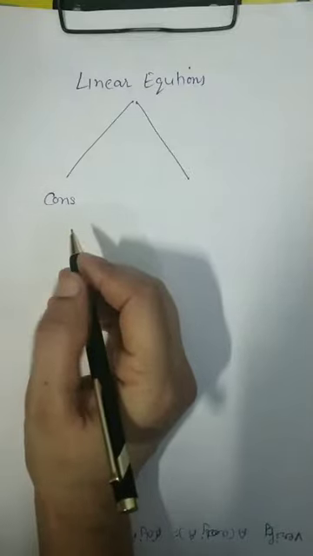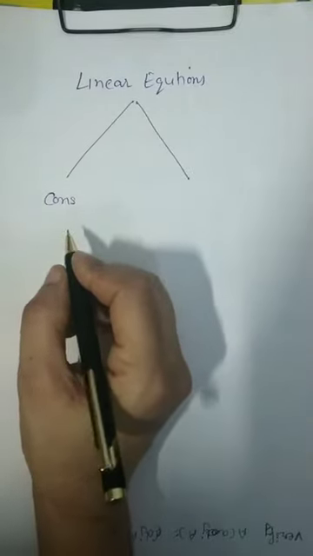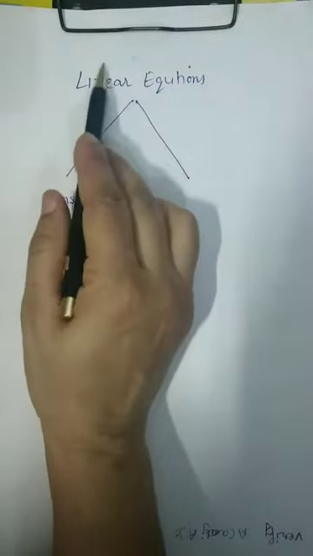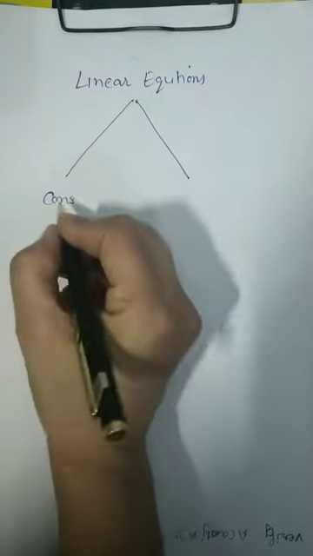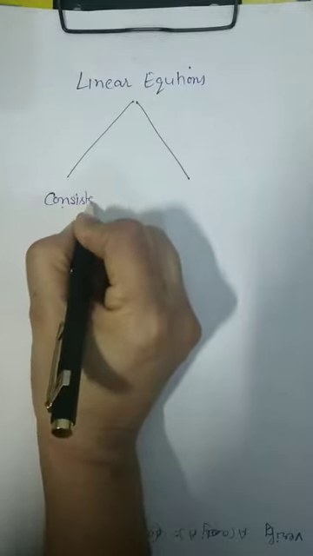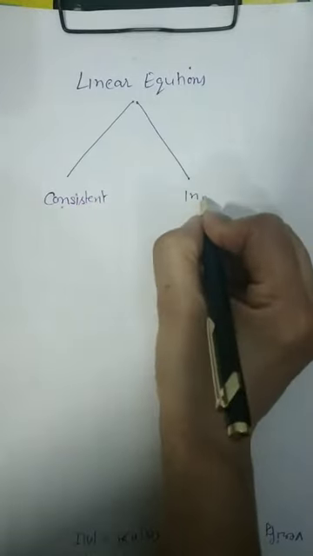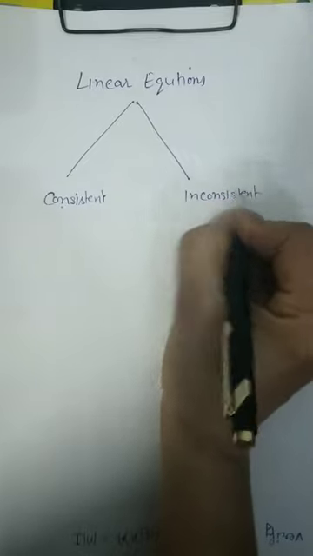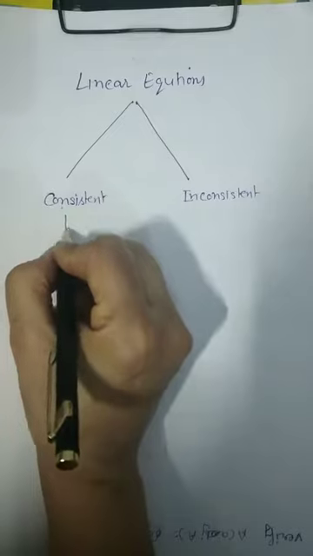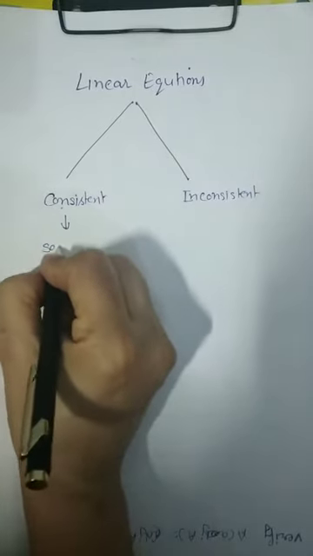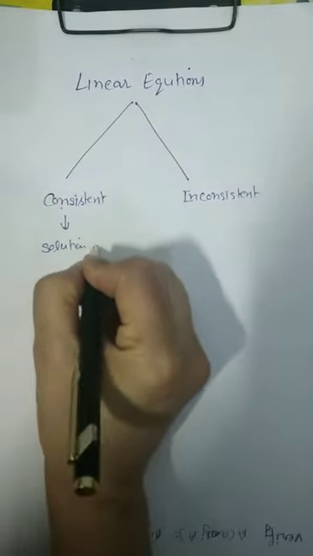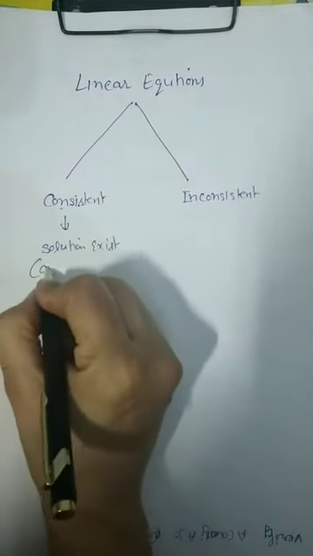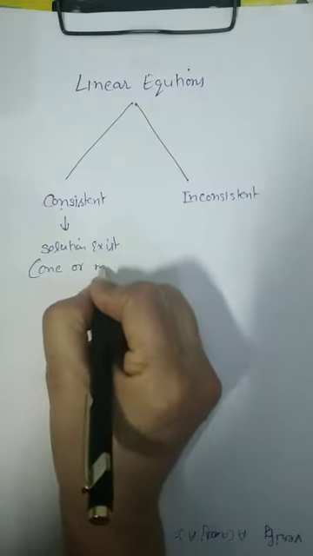Morning students, today we will learn about consistent and inconsistent systems of linear equations. Linear equations can be divided into two parts, consistent and inconsistent. Consistent linear equations are those which possess a solution. If a solution exists, then they are called consistent. This solution can be one or more than one.